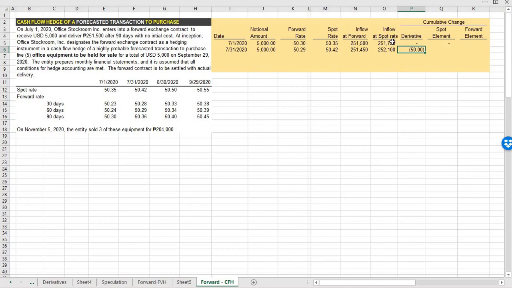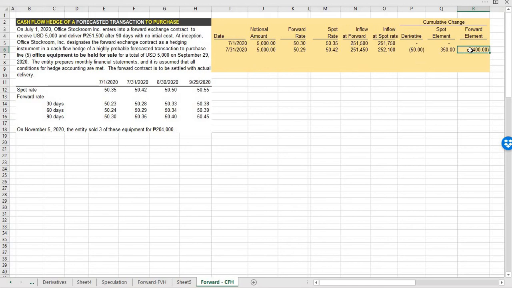So, from 251,750, naging 252,100. So, this time, yung sa spot rate, nag-increase. So, kung nag-increase siya, ibig sabihin, ito ay positive na 350 pesos. Tapos ngayon, doon na tayo sa forward element. So again, this is just the difference between derivative, the total value, and the fair value of the spot element. So, negative 50 minus positive 350. That is 400 negative. So, ito ang ating forward element. So, ibig sabihin, 350 positive minus 400. So, syempre, negative 50 pesos.